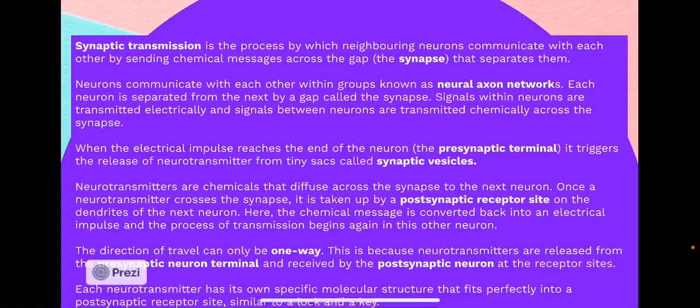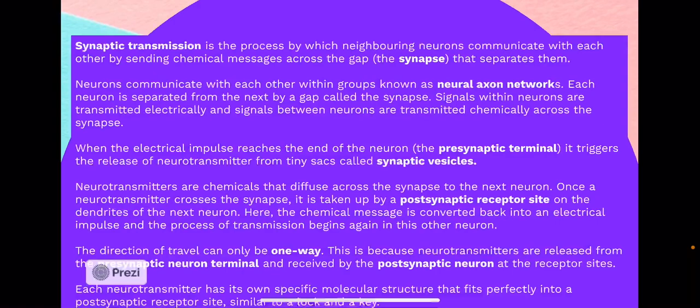Synaptic transmission is the process by which neighbouring neurons communicate with each other by sending chemical messages across the gap, the synapse, that separates them. Neurons communicate with each other within groups known as neural networks. Each neuron is separated from the next by a gap called the synapse. Signals within neurons are transmitted electrically and signals between neurons are transmitted chemically across the synapse.